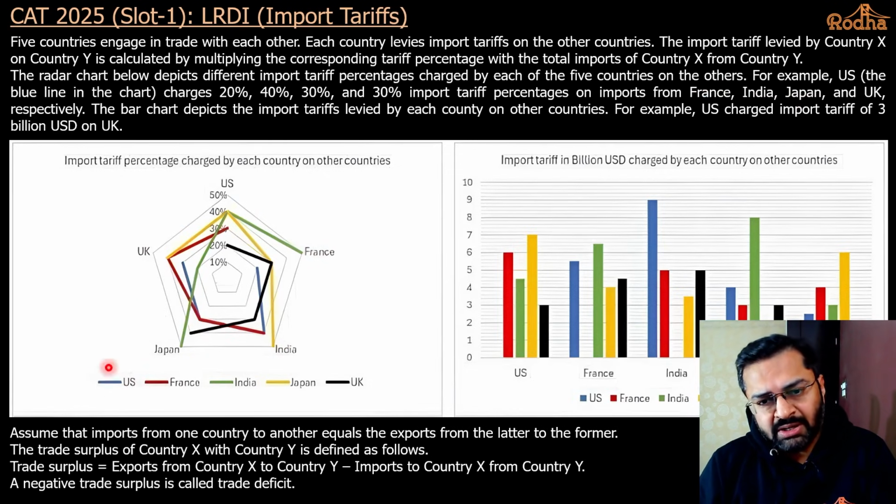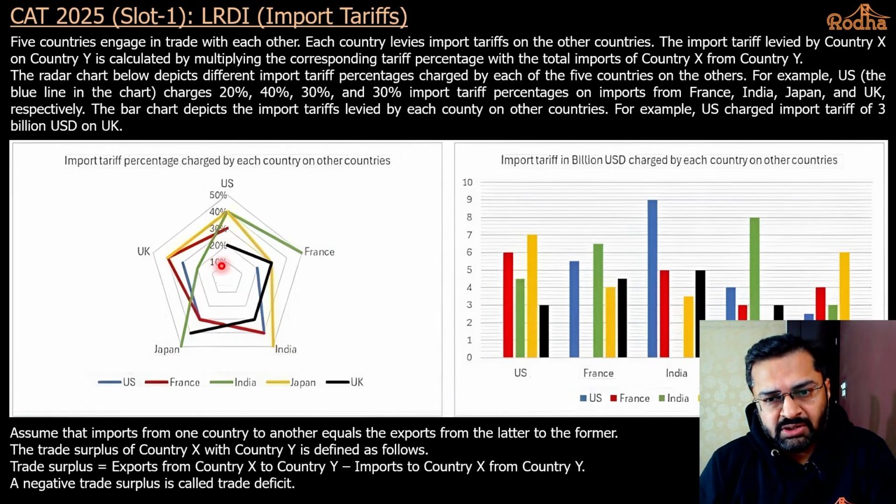And what do you have to look at? This US, this blue line. So this blue line, if the import happens from France, India, Japan, UK, the percentages would be like that. You can just look at this. So for example, if you look at this point, what is this point?